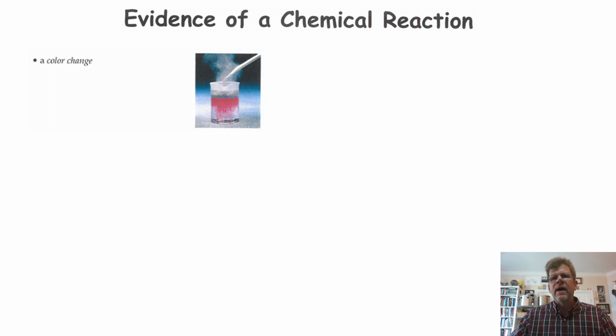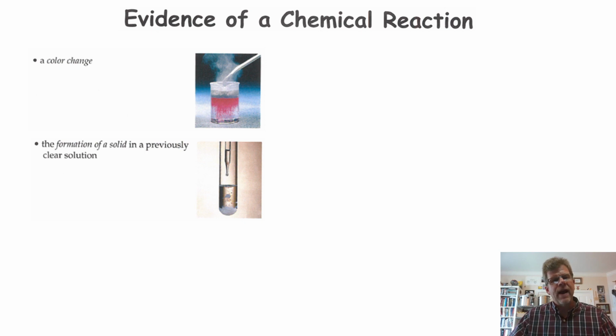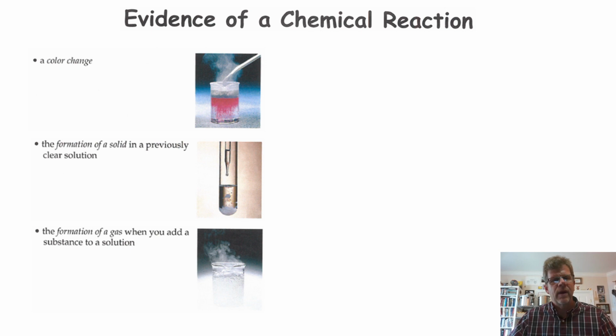The first one, if we have a color change from a previously clear solution, or we go from one color to another, we can assume it's a pretty good bet that a chemical reaction is taking place. If we have the formation of a solid precipitate, we did that in an earlier lab. A formation of a solid in a previously clear solution, we can again be told that a chemical reaction is indeed taking place.